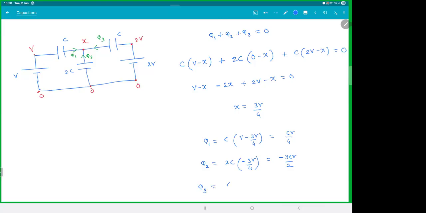Q3 will be C into 2V minus 3CV by 4. 4 to 8 minus 3, 5CV by 4. There, the signs will take care. So what is the final distribution?